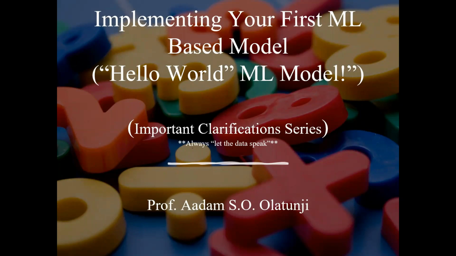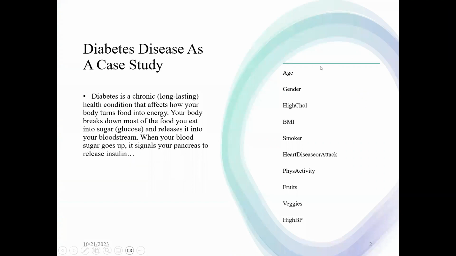I've got a couple of messages and questions saying that people don't know how to start, okay? So the place to start is, today you have to get a data set. Getting a data set is the starting point towards implementing your first machine learning-based model. In this case, we are going to look at diabetes as a case study.